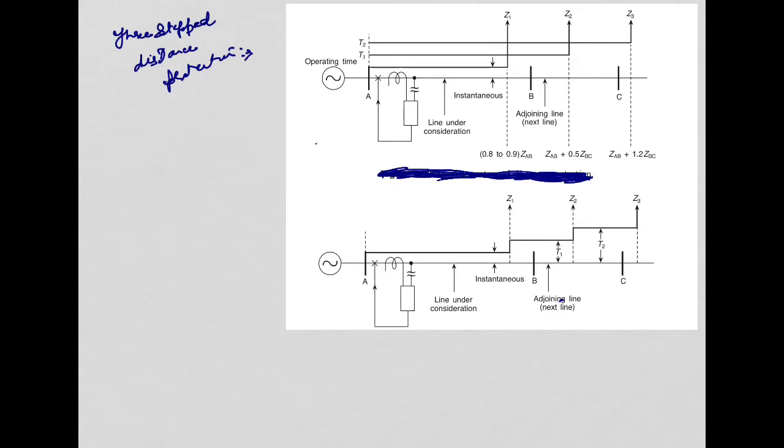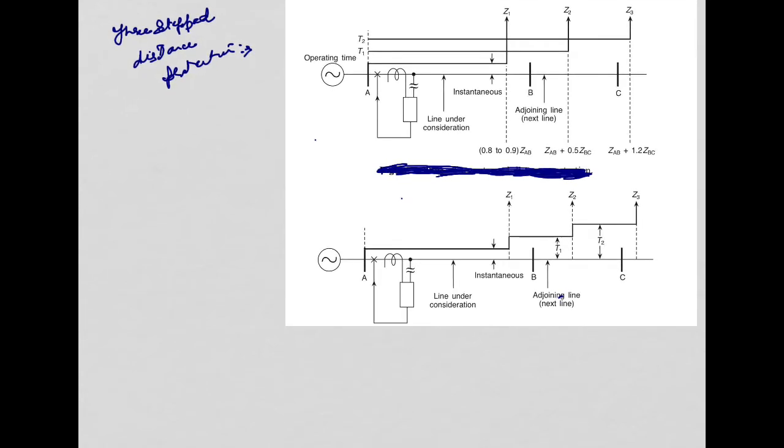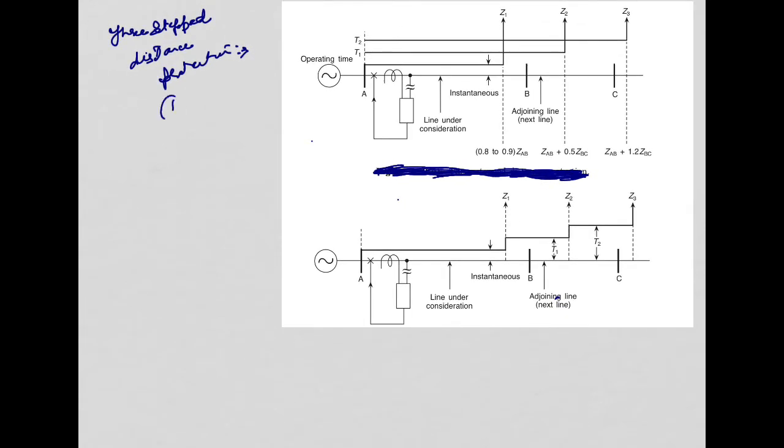So what we are discussing is the three-step distance protection, because we have discussed that it is not advisable to set the reach of the distance protection up to 100%, because they can underreach or overreach. So three-step distance protection is used for that very purpose. Now we can discuss the first step, then the second step, and the third step.